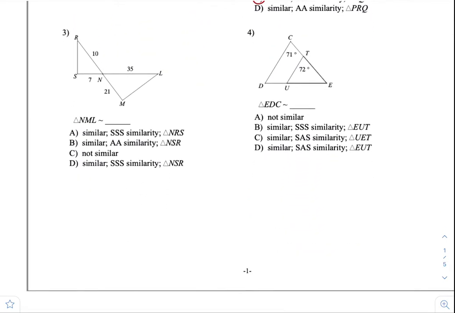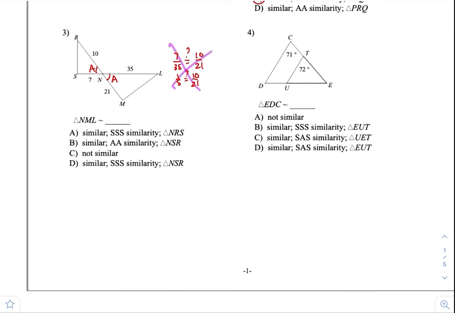Alright, this angle's congruent to that one, so those are congruent to each other. Now we have to see if these sides are proportional. So 7 over 35, is that proportional to 10 over 21? That's not going to work, because this simplifies to 1/5, but this is still just 10 over 21. So those aren't the same, so we can't make that proportion.